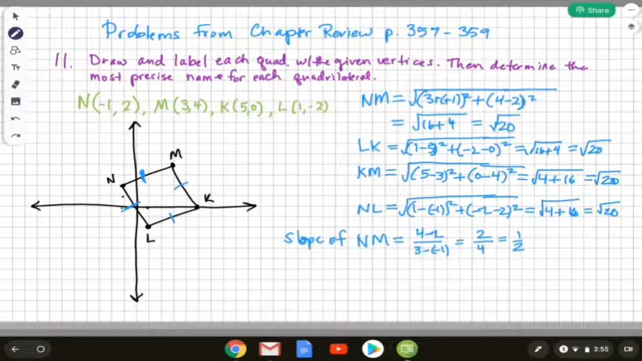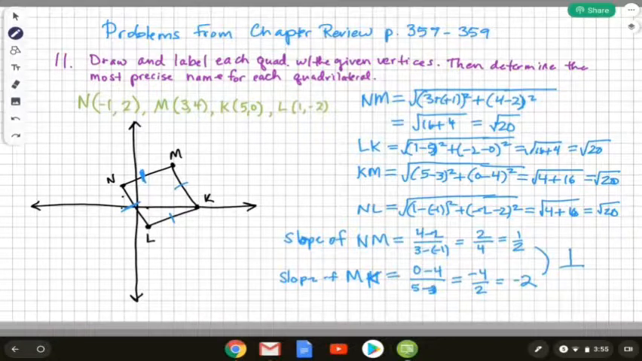Now I want to check the slope of MK. I don't know why this pen doesn't work sometimes. Okay, so MK, the slope would be 0 minus 4 over 5 minus 3. So I'm going to get negative 4 over 2, which is going to be a negative 2. So because these are negative reciprocals of each other, I know that they're perpendicular.